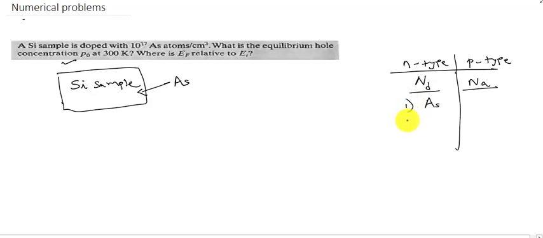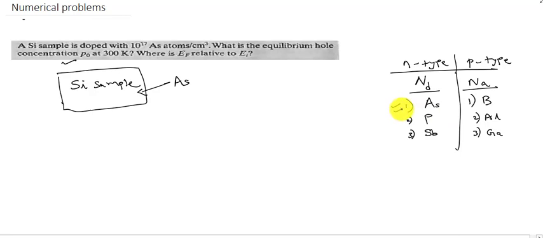phosphorus, antimony, etc. These are the examples for donor impurities or pentavalent impurities. Then boron, aluminium, gallium, etc. These are the examples for trivalent impurities or acceptor impurities. So we have to study what the donor impurities and the acceptor impurities are. Here, a silicon semiconductor is doped with arsenic atoms only.